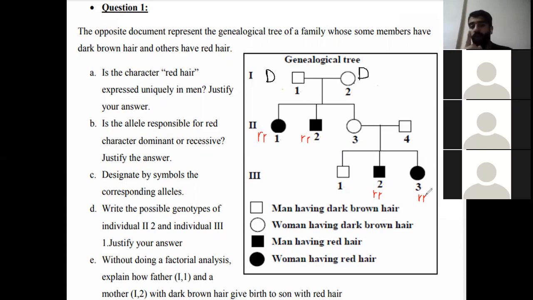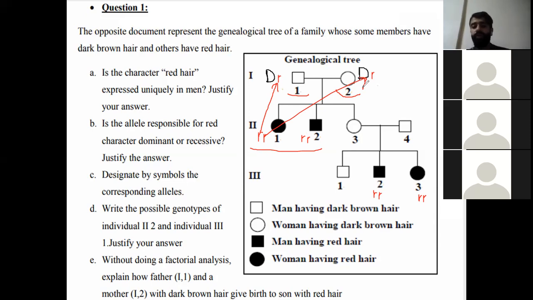Now your turn, Mahdi. 1-1 and 1-2. They are dark, but they gave birth to 2-1 and 2-2 who have red hair. So what do you think their genotype should be? DD or DR? DR. Why? Because they gave R. Exactly. Each member will get R from the father and R from the mother. So they should be DR, both of them. So all the individuals in the pedigree will have dark brown.